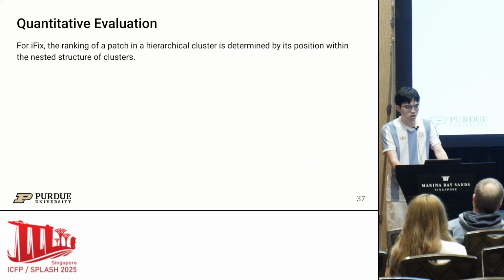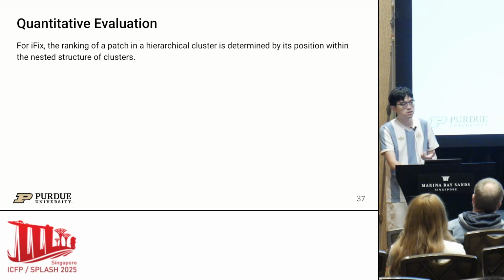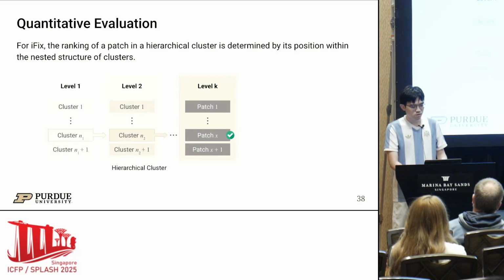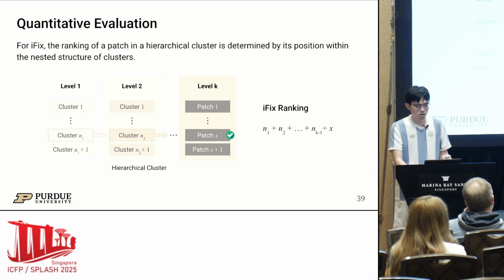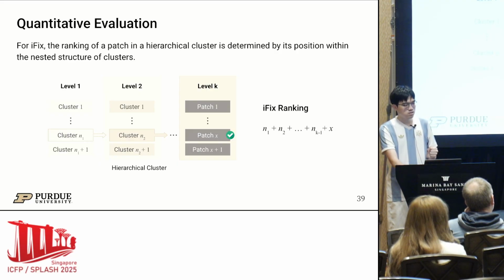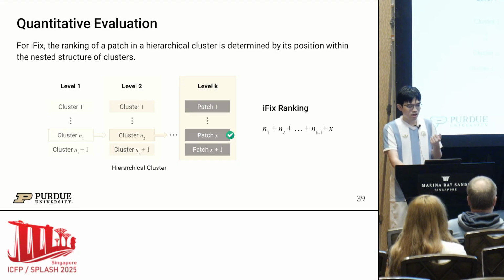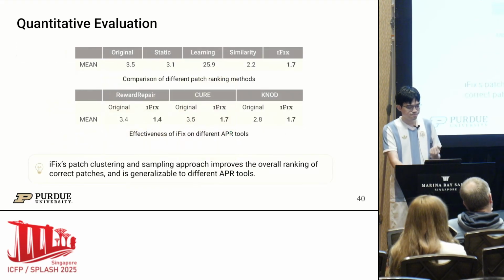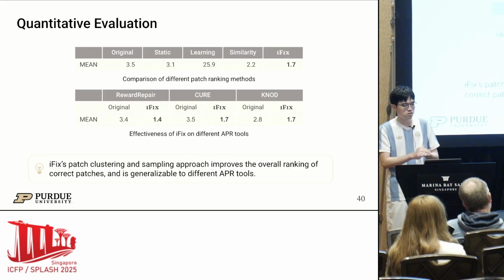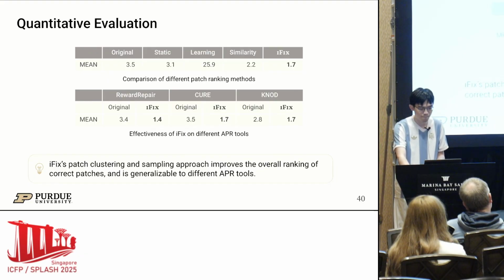In iFix, the ranking of a patch within a hierarchical cluster is determined by the position in the nested cluster architecture. For example, if a correct patch is ranked at index X in level K, and there are N1, N2, and so on clusters at each level along the path, the final rank of the patch is calculated as N1 plus N2 and so on, up to N(K-1), plus X. Our results show that this approach improves the ranking of correct patches and generalizes well across different APR tools.